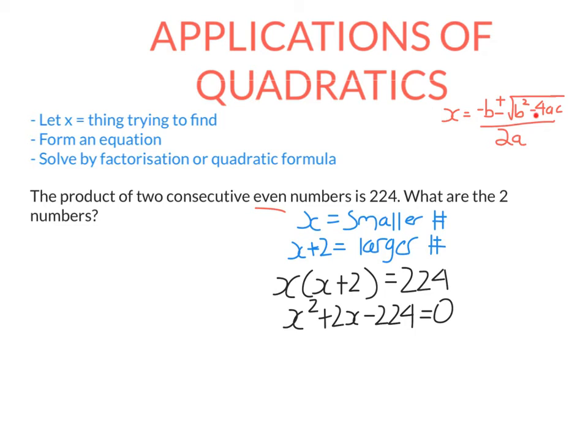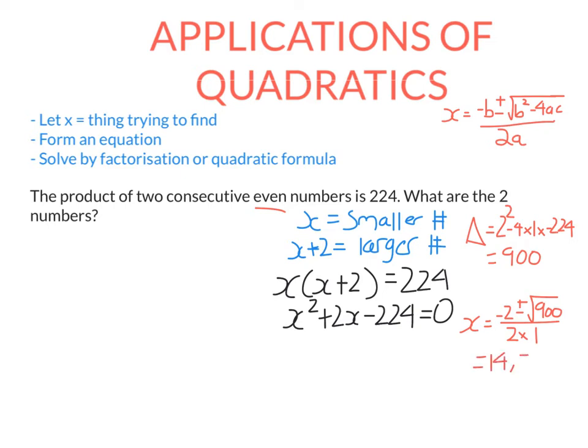So to use the quadratic formula, I first calculate the discriminant. So it's going to be b squared minus 4 times a times c. And that gives us 900. So x will be minus b plus or minus the square root of the discriminant over 2 times a. So minus 2 plus square root of 900 divided by 2, that gives us 14. And minus 2 minus root 900 over 2 gives minus 16.